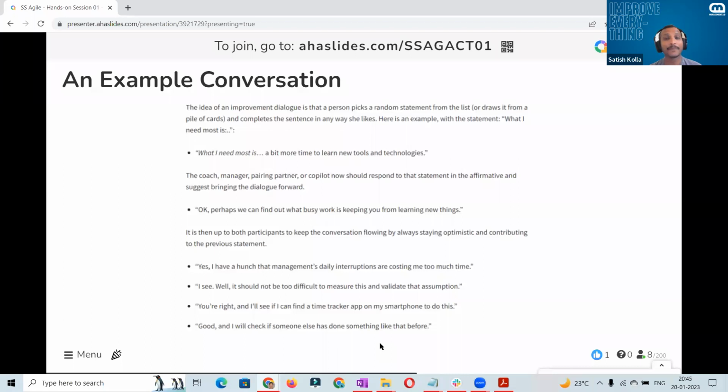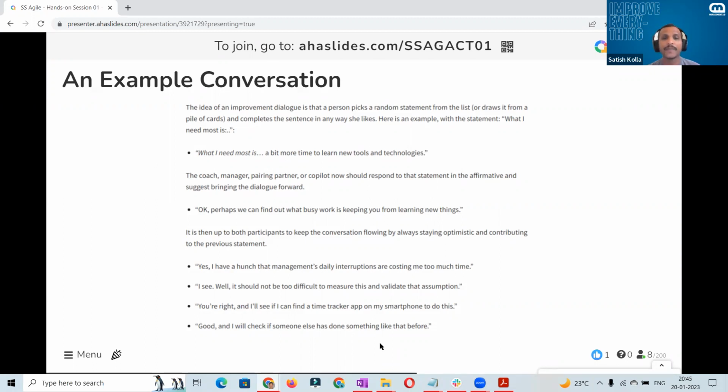So we will be bringing up a set of questions. Instead of a question now, we will be adding a statement as a continuation. So then the flow continues in the next four statements, as I mentioned, like, yes, I have a hunch that management's daily interruptions are costing me too much time. That's a statement that came back.